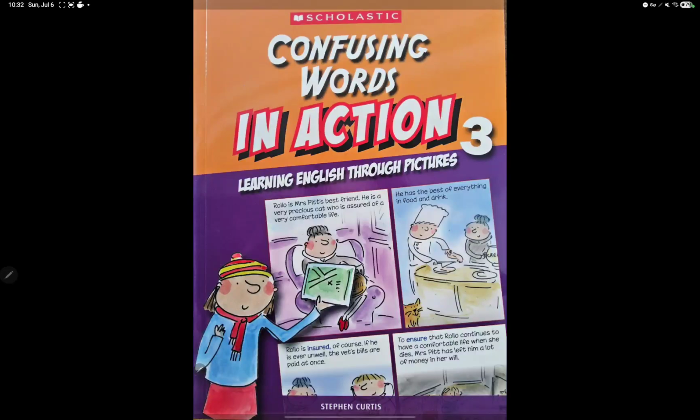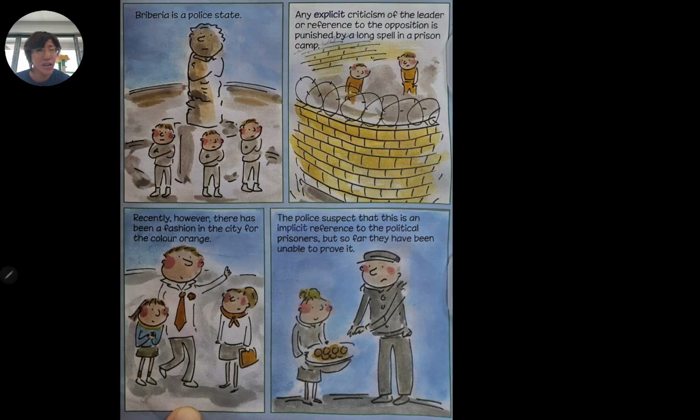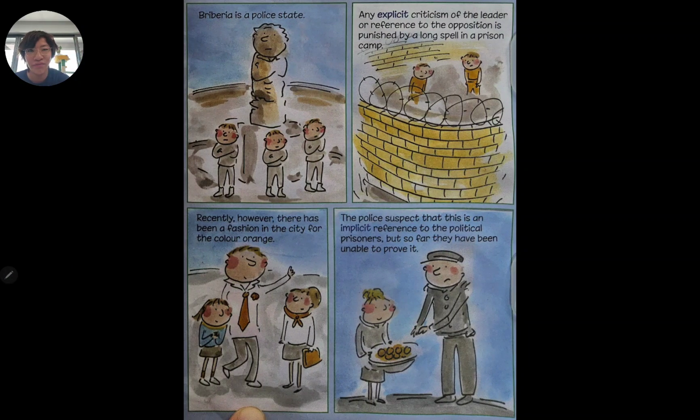Confusing words in action. Number 3. Learning English through pictures. Here is a set of today's words. 31 to 40. Explicit and implicit. Fatal and fateful. Fictional and fictitious. Final and finale. All the way to hanger and hanger. No, I am not your servant.